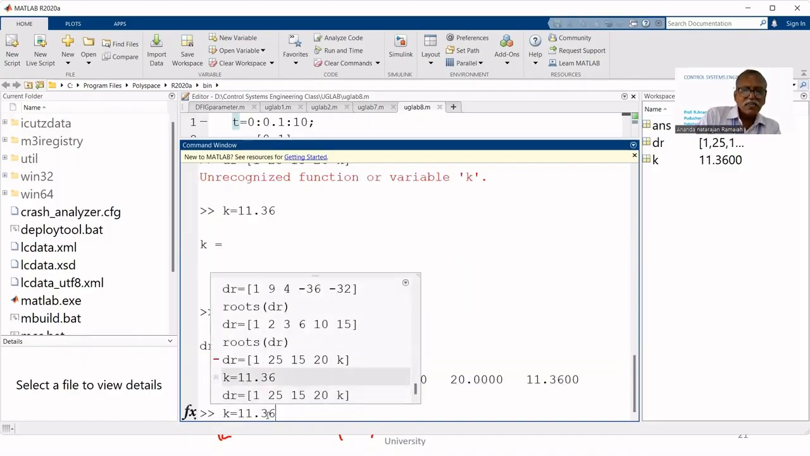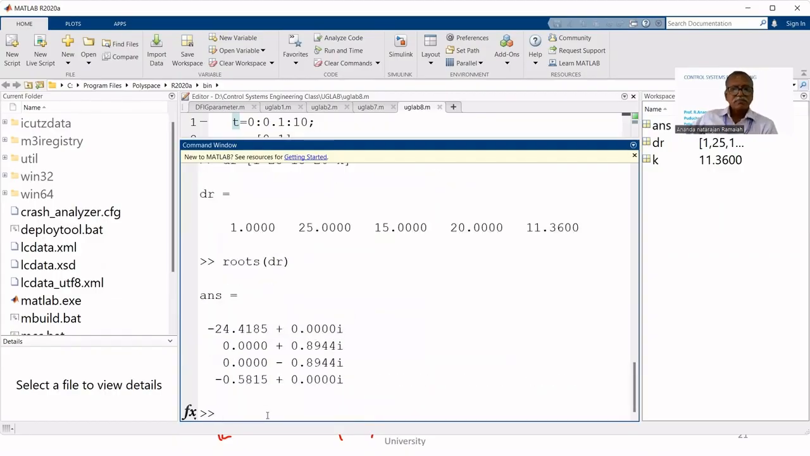Now let us check the roots. 2 poles on the j omega axis. So the closed loop system becomes marginally stable for 11.36.